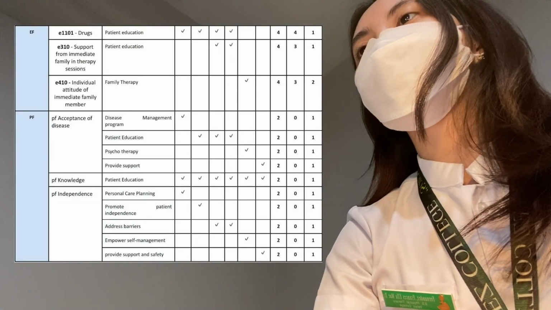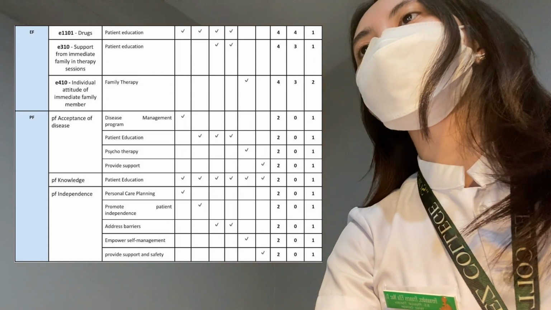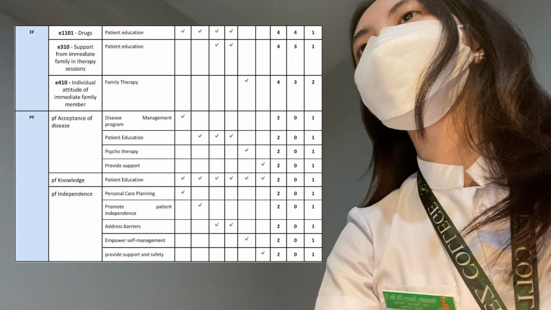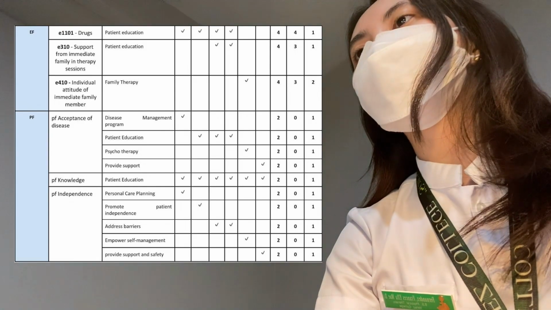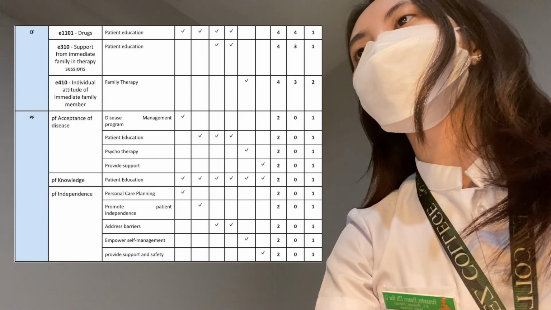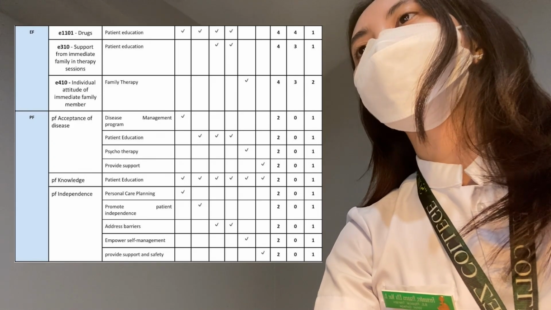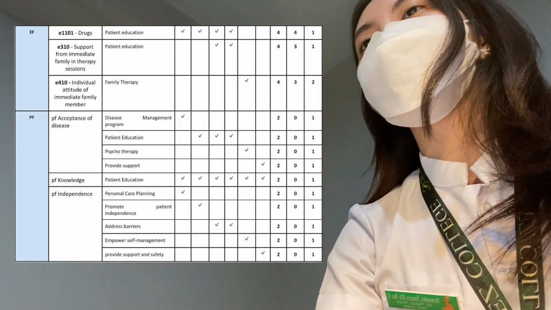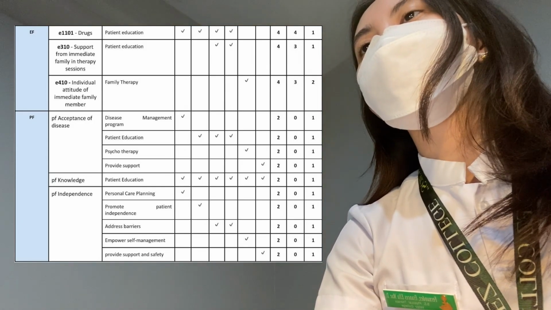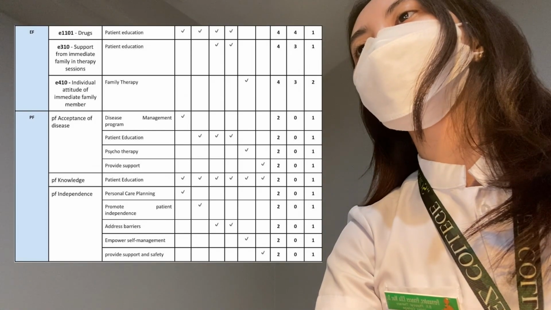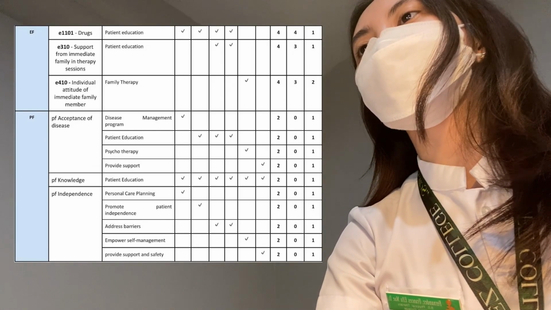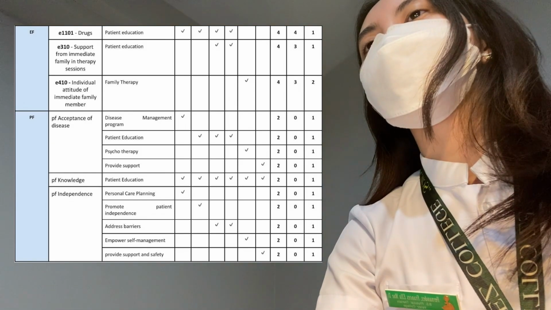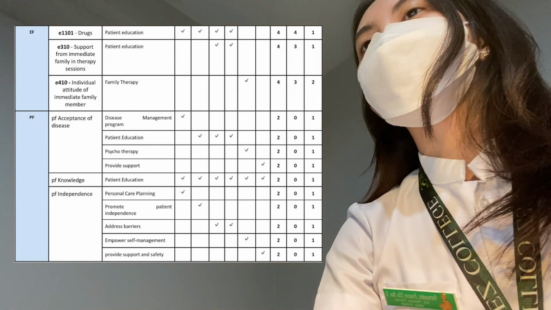For this one, we have E1101 for drugs, for patient education, with the first value of 4, goal value of 4, and the end value of 1. We also have E310 for support from immediate family and therapy sessions, under patient education as well. We also have a first value of 4, goal value of 3, and end value of 1. We also have E410 for individual attitude of immediate family member in family therapy, with the first value of 4, goal value of 3, and the end value of 2.